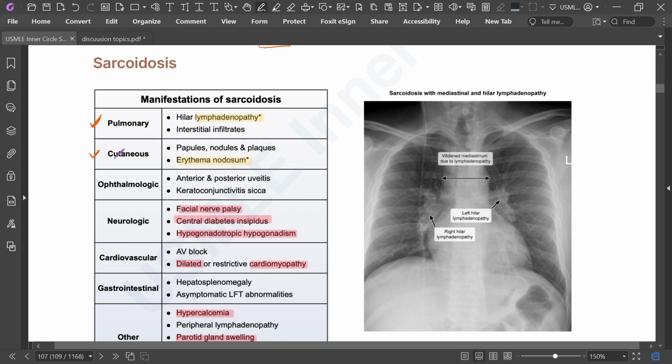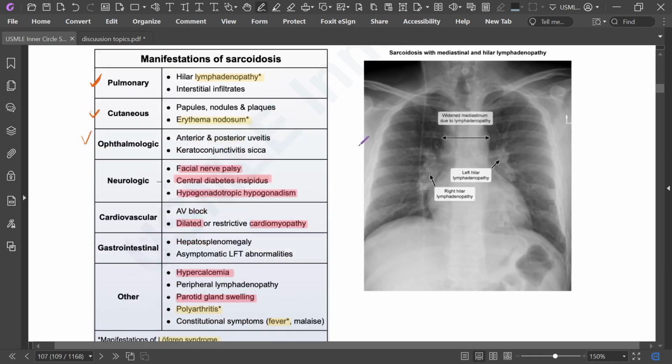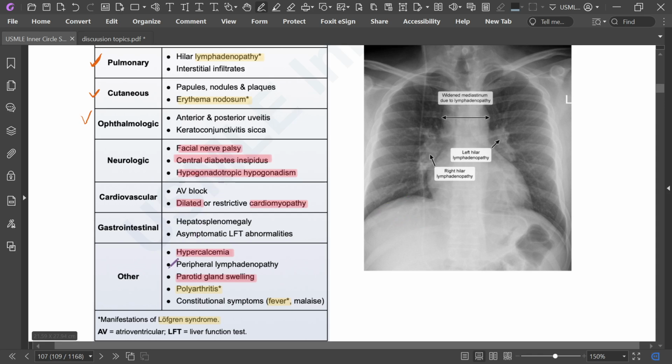Cutaneous is erythema nodosum. Ophthalmologic is uveitis, anterior and posterior uveitis, conjunctivitis, sicca. Neurologic is facial seventh nerve palsy, and CDI, central diabetes insipidus, where ADH is absent; give desmopressin. Hypogonadotropic hypogonadism. And cardiac is AV block, dilated or restrictive cardiomyopathy. GI is hepatosplenomegaly. There may be hypercalcemia, which is very high yield in sarcoid, parotid gland swelling, polyarthritis, and constitutional symptoms like fever, malaise.